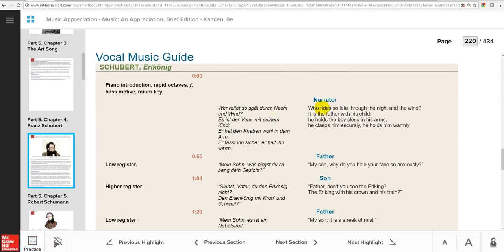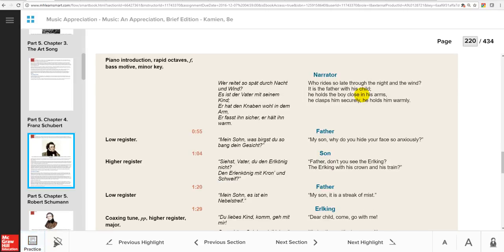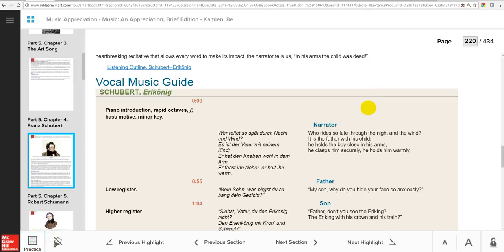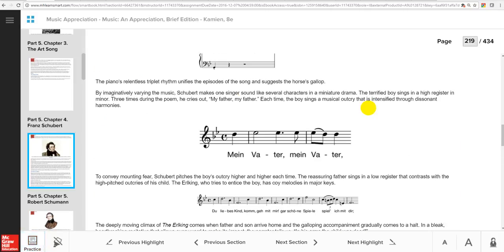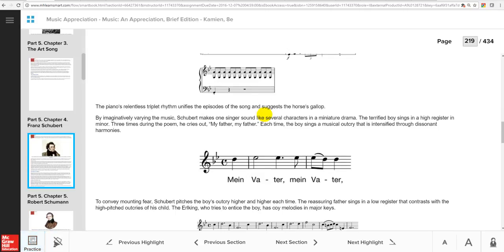And if you notice the translation of the first line, who rides so late in the night through the night and the wind, you find out it's a father holding his sickly child, riding desperately on horseback, trying to find the doctor. But before the singer even tells you there's a guy riding on a horse, you hear that galloping figure in the piano.